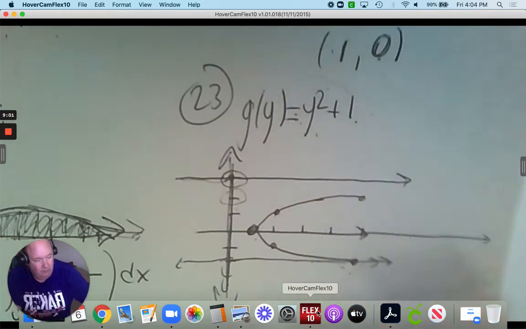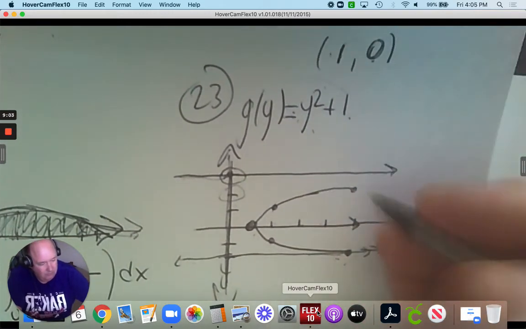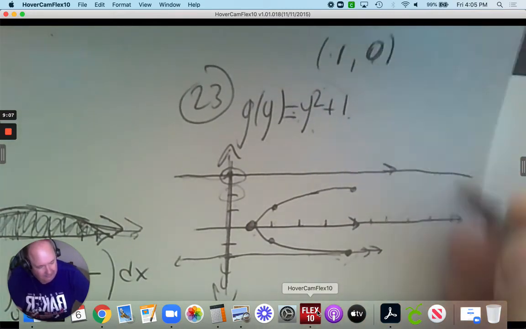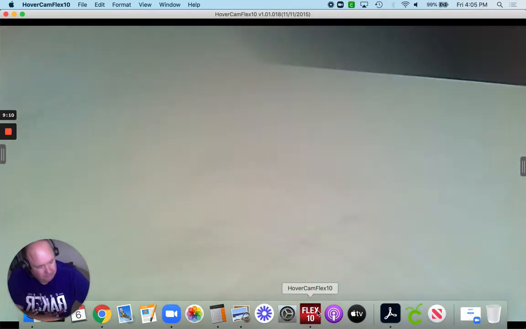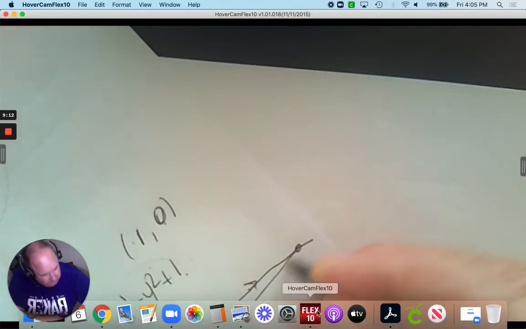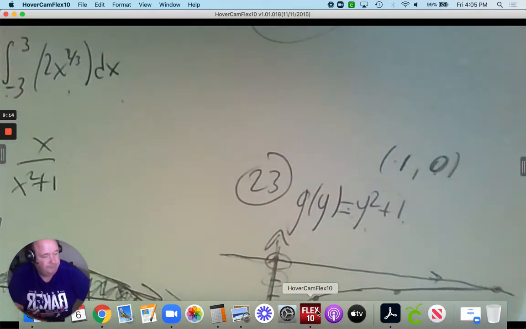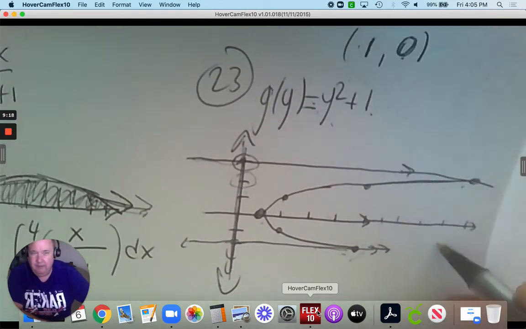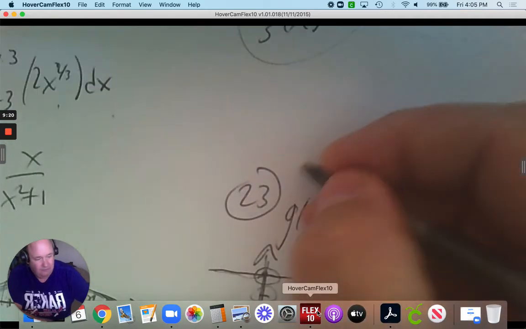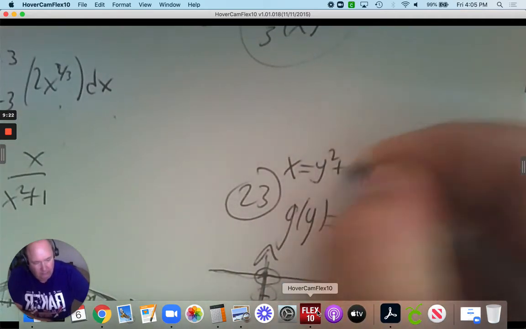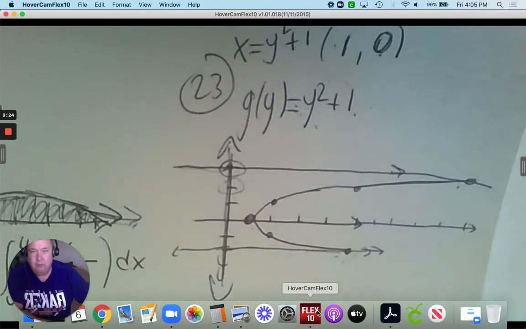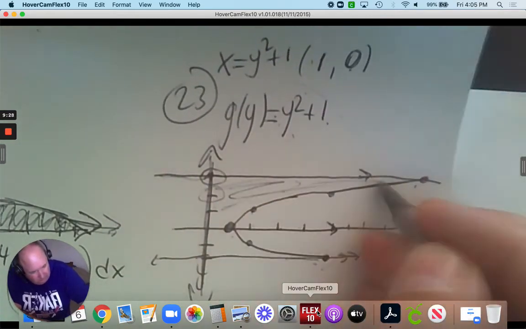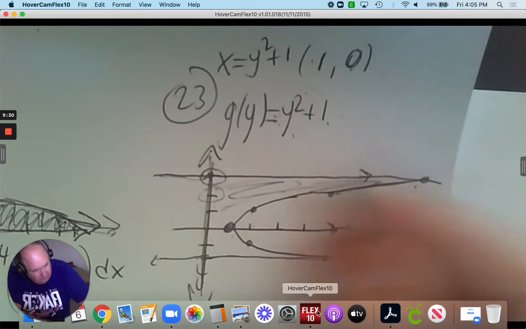So we'd have to go all the way. Where are we at? 1, 2, 3, 4, 5, 6, 7, 8, 9, 10. So all the way to 10, it'd be up here. So when y is 3, x is 10. This is like x equals y squared plus 1. That's what we're doing. And then shade this in with the boundaries.